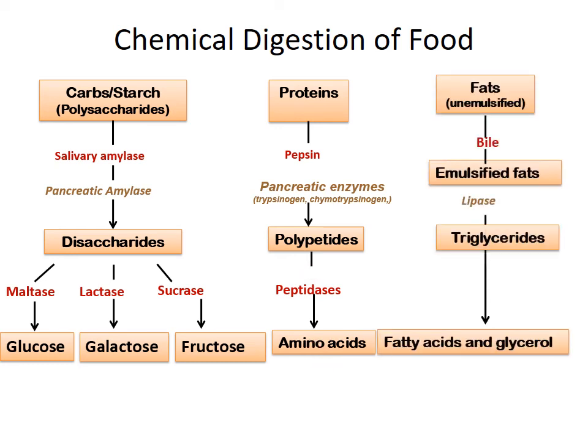Fats. Unemulsified fat will be emulsified by the detergent action of the bile. The emulsified fat are of smaller size, where the lipases can act. Then the pancreatic lipase will act upon it, and it is converted into triglycerides. And triglycerides then form the fatty acids and glycerol. That's the basic steps involved in the chemical digestion of food in various parts of the gastrointestinal tract.